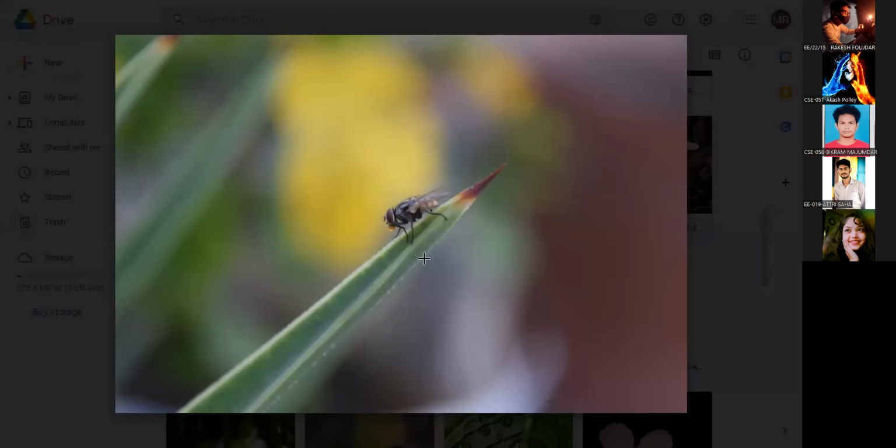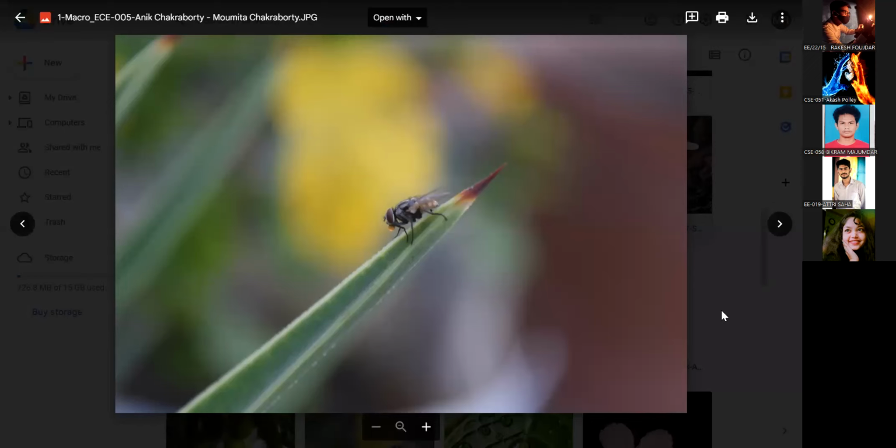I must say, if you wish to place this picture in the macro category, then I must say you are too far away. Try to be close to the subject to get macro photography. Otherwise, it will not stand at all.